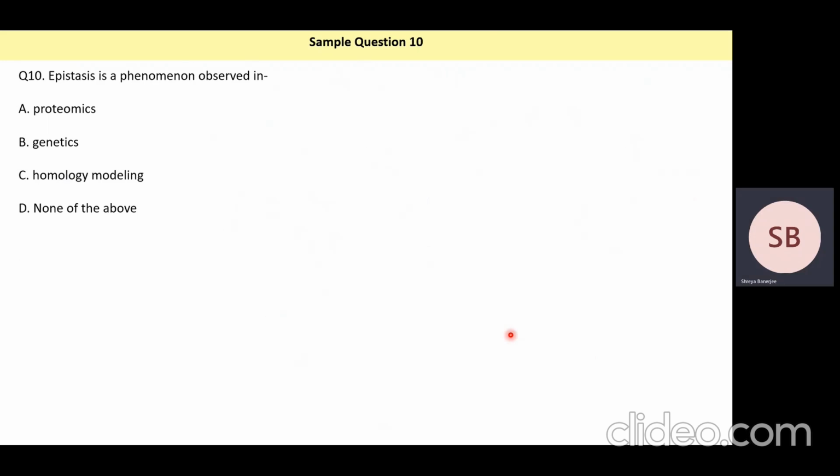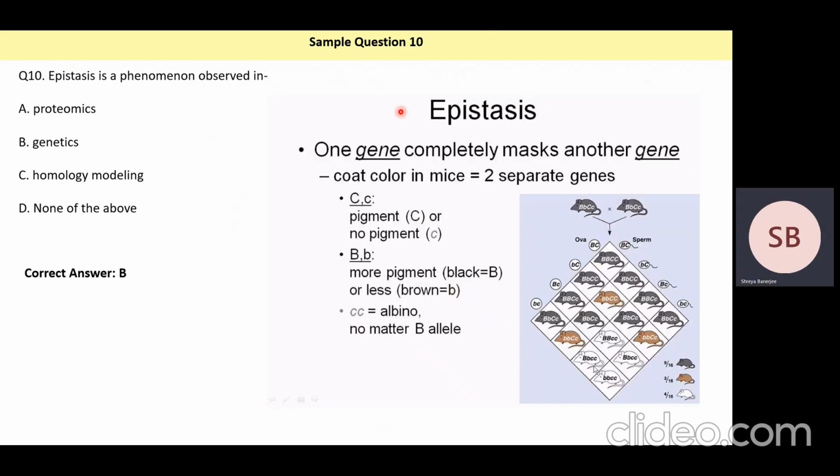Question 10 asks, epistasis is a phenomenon observed in what? The correct answer is B, genetics. In epistasis, if we look at the coat color of mice, if there are two small c, the mice will be albino no matter what the B pigment is. You can see these four white mice that have small c, so no matter what the capital B denotes, whether the mouse is black or brown, it does not matter, because the small cc gene is masking the effect of the other gene. So epistasis is a phenomenon in B, that is genetics.